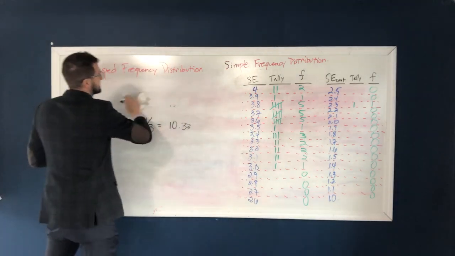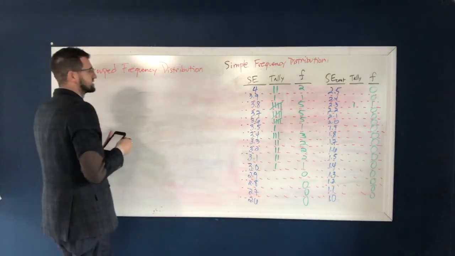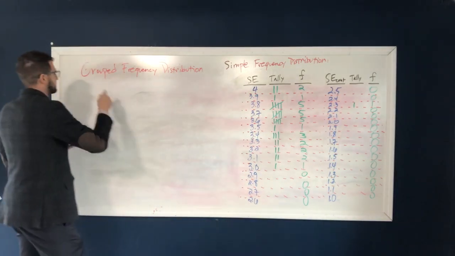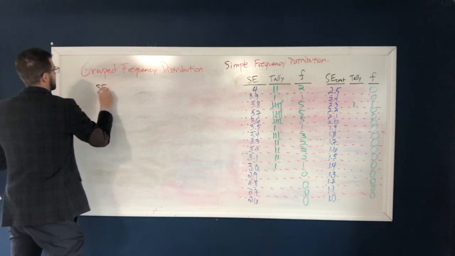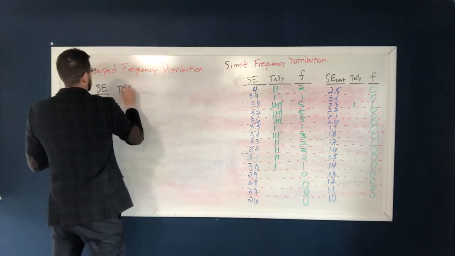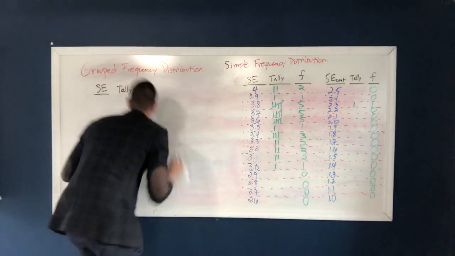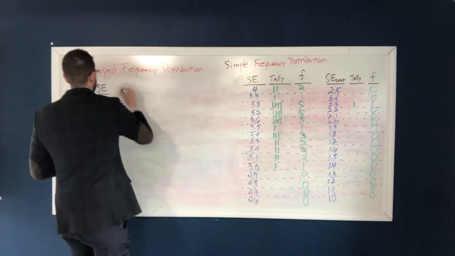So we determined our number is 3. So we're going to do the same sort of thing, right? We're going to have our self-esteem column. We're going to have our tally column. Well, actually, we're going to have our midpoint column.